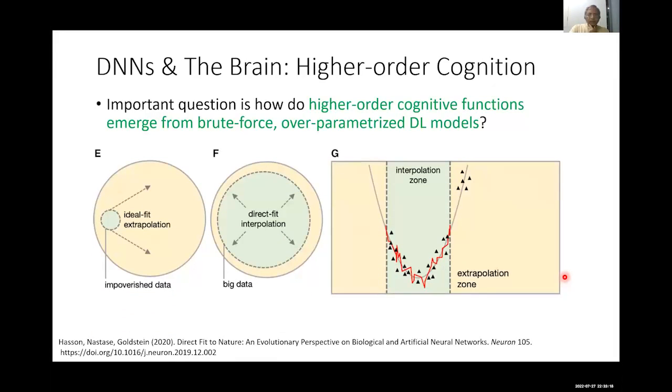One other quick point I want to make, as I'm running out of time, is a very interesting paper from Uri Hasson's group at Princeton, talking about how recent deep networks are trained on big data, as opposed to the sparse data of the older regime, which they call ideal-fit models with impoverished data, trying to generalize to a bigger generalization space. Compared to these, over-parameterized models trained on a dense sampling of the sampling space are able to generate better interpolation accuracies, but they still fall short of generalization beyond this interpolation zone.